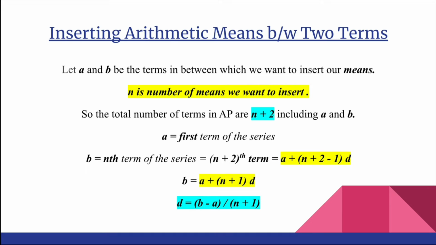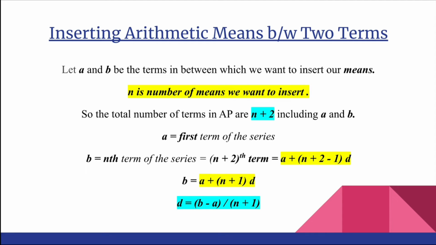b minus a is 20 minus 2, which is equal to 18. You want to insert 20 terms between them, so it becomes 18 upon 20 plus 1, that is 21. So b minus a upon 21, 18 upon 21, will be your d. And thus you can say that d is 18 upon 21. It is just an example, there can be anything else.